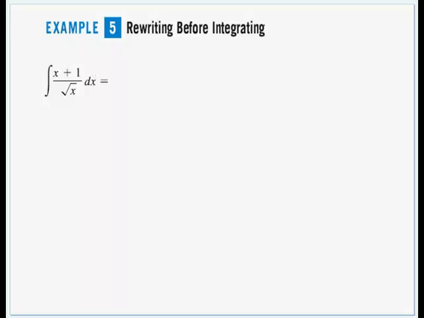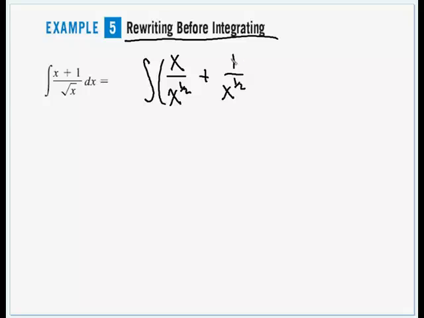Ooh, this one looks tricky. Rewriting before integrating. We saw problems pretty similar to this when we were differentiating. And the thing that sticks out to me on a problem like this is a single term denominator, just that square root of x. Let's break our numerator up into separate chunks. We have our first term as x, and we can put that over our denominator, the square root of x, or x to the 1/2. Plus, we have our second term, 1 over the same denominator, x to the 1/2, dx.